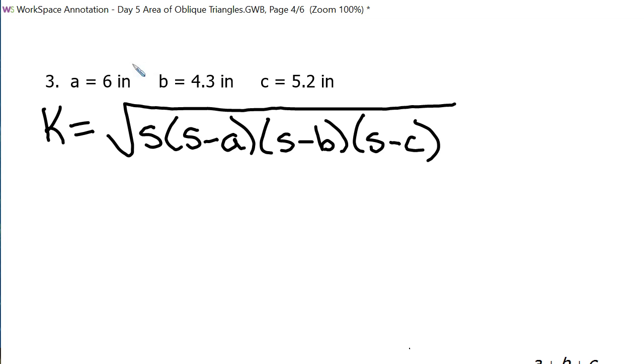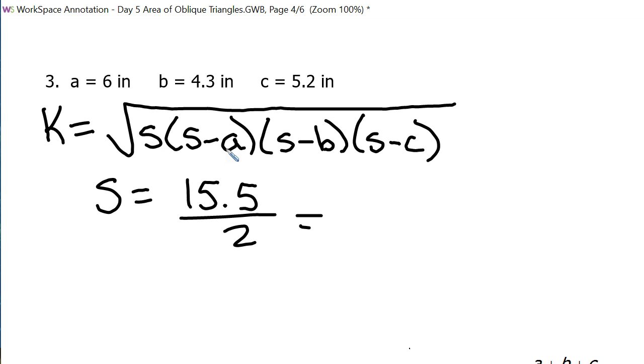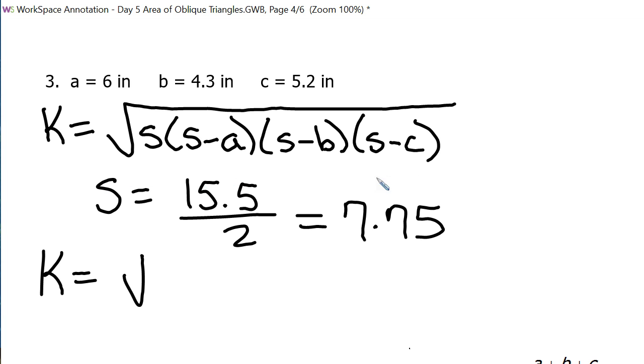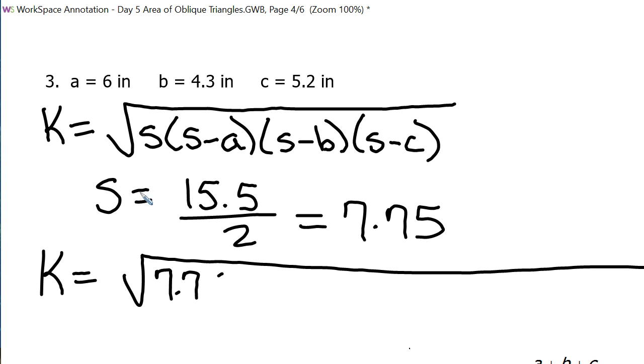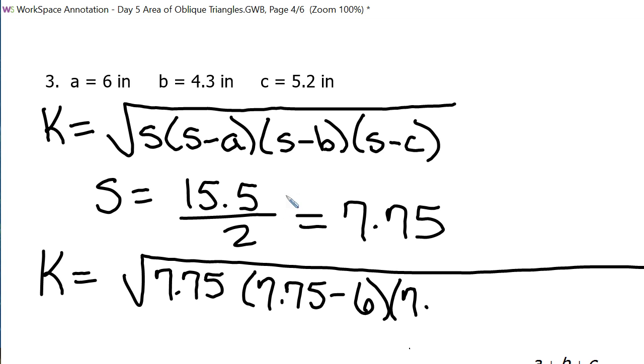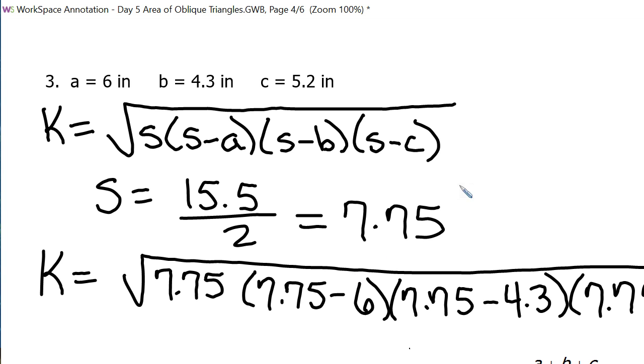So if I add these 3 together, what is 6 plus 4.3? And what is 10.3 plus 5.2? 15.5? And we need half of that. So what's half of 15.5? 7.75. So in that formula, everywhere you see an S, you need to substitute in 7.75. So 7.75, 7.75 minus side A, 7.75 minus side B, and 7.75 minus side C, which is 5.2.